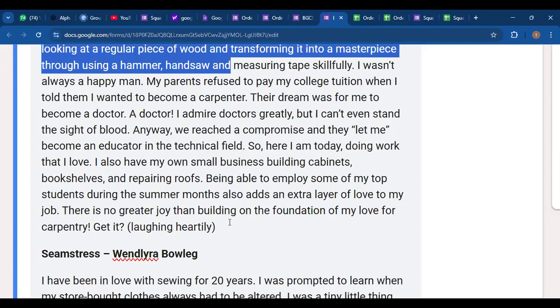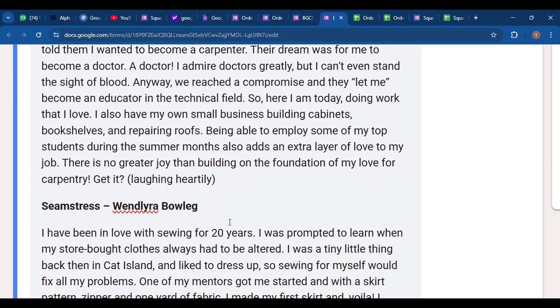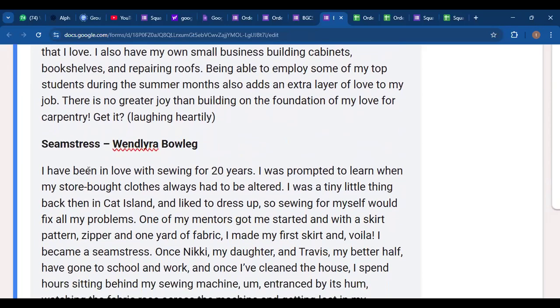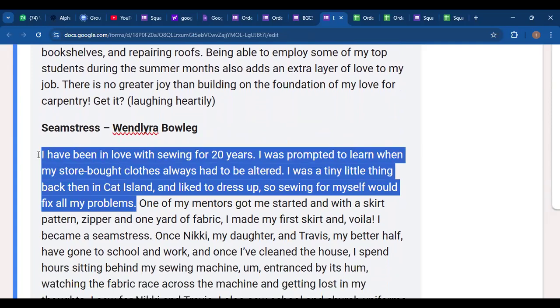Laughing heartily. Very good. Okay. Amari, seamstress.